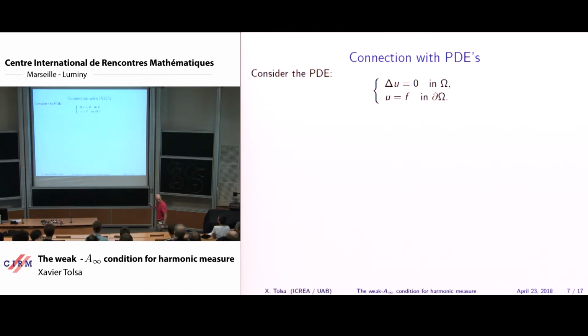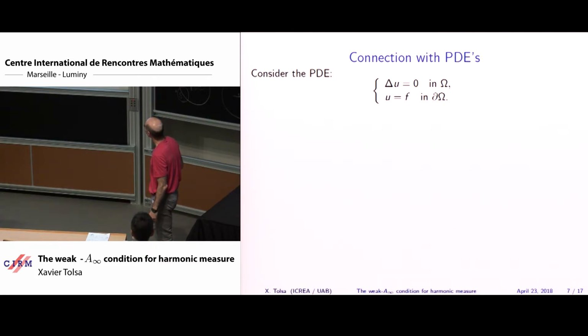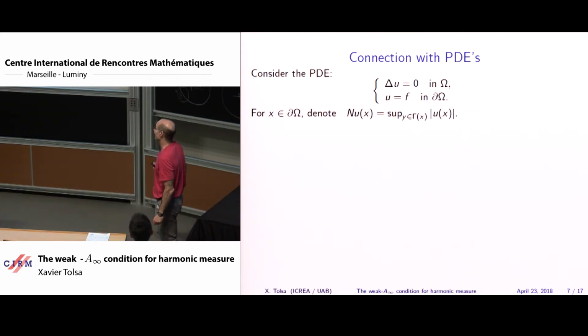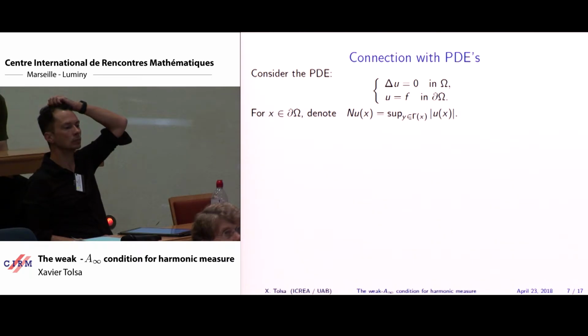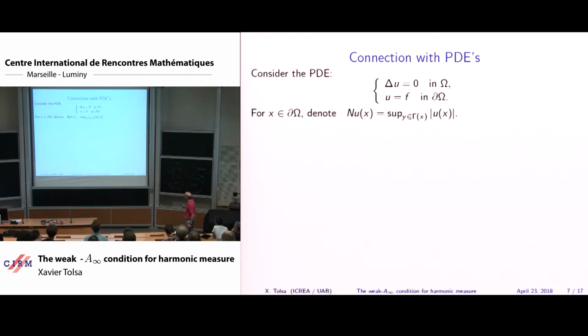So we have reviewed the connection between harmonic measure and rectifiability in different domains, and now let us see what is the connection of harmonic measure with PDEs. Of course, there is a connection with the Laplacian, right? So we consider the Laplace equation, and the Dirichlet problem for the Laplace equation. We have a function that is harmonic in omega with boundary values equal to f. And then, given x in the boundary, we consider this non-tangential maximal operator. So this is the supremum of the modulus of u at y. This should be a y, of course.